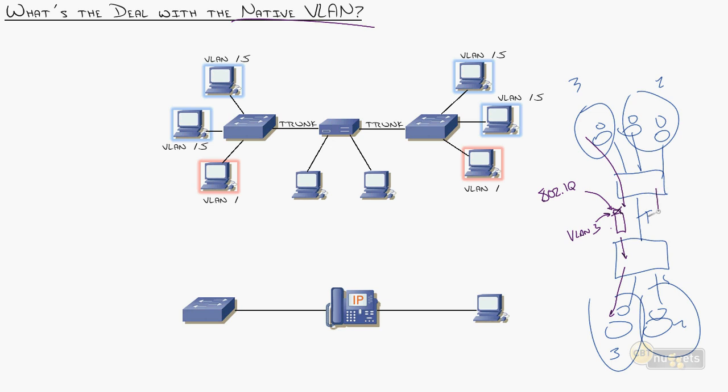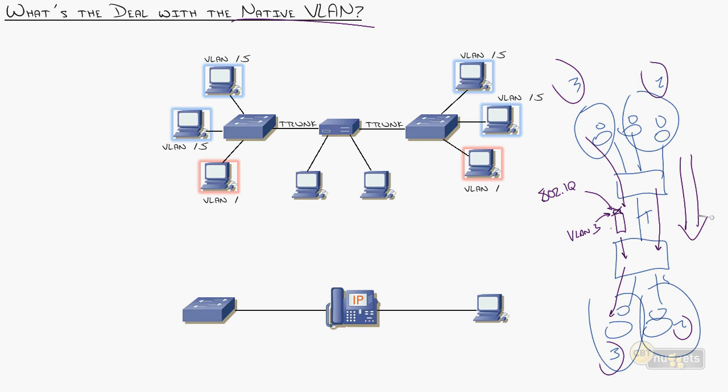Now, the question of this native VLAN comes in when we say, well, what if I need to send something between these guys that is not tagged? Now you might look at the picture and say, what wouldn't be tagged? I mean, we've got 2 over here and 2 over here and 3 over here and 3 over here. So you would have tags of 2 and tags of 3 going over. Why would you send something that's not tagged?